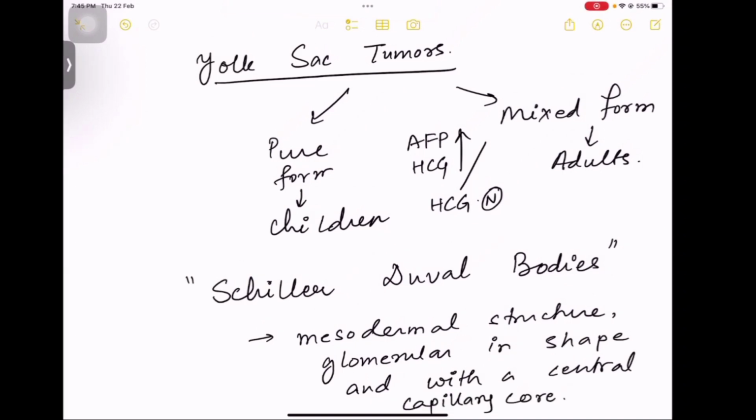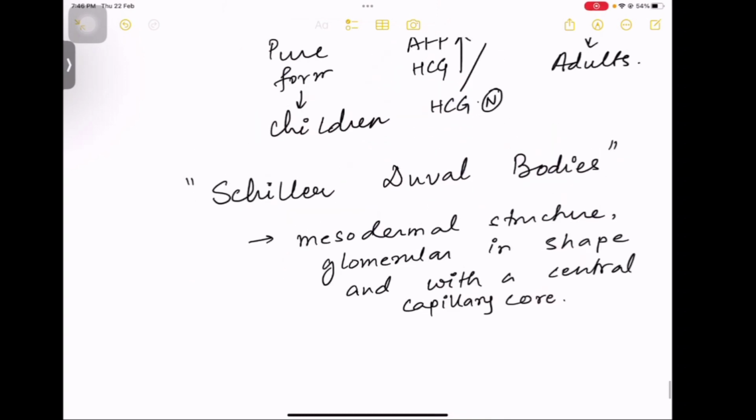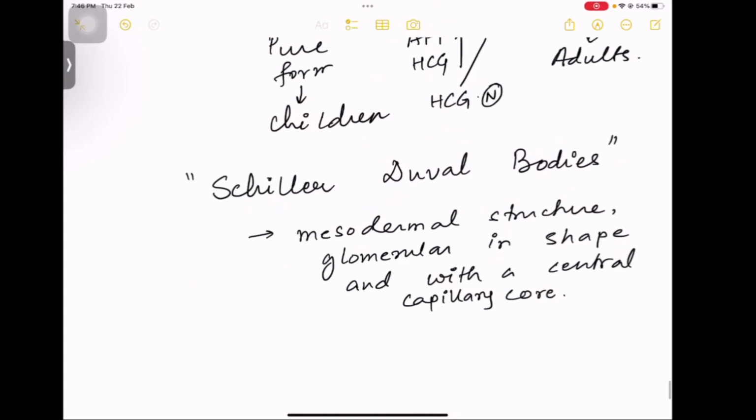Here you can see that they have Schiller-Duval bodies. What are Schiller-Duval bodies? These are mesodermal structures which are glomerular in shape, and they have a central capillary core. This is the characteristic feature of a yolk sac tumor. That is Schiller-Duval bodies. Fine. Now let's move on further.